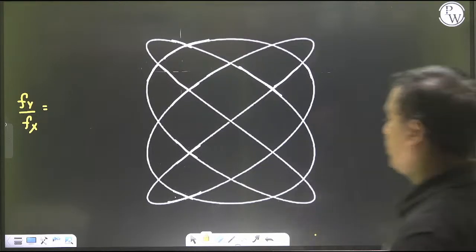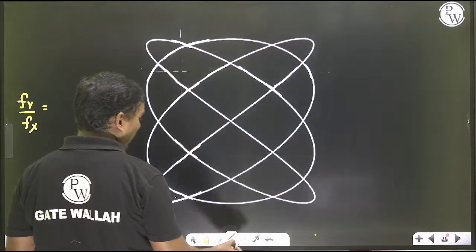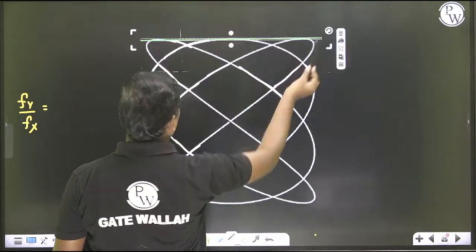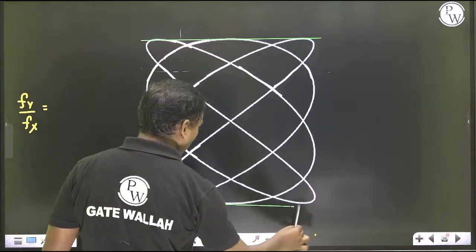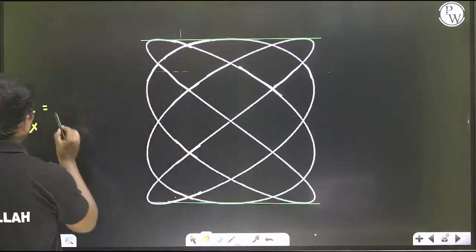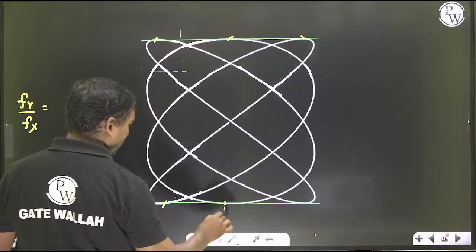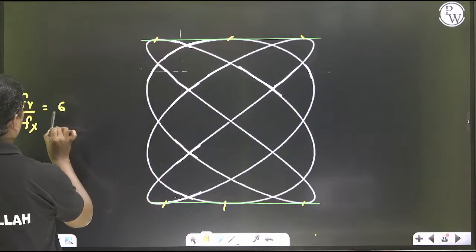Nobody is giving the answer. So we have to take the number of horizontal tangencies. 1, 2, 3 horizontal tangencies, that makes 3. 1, 2, 3; 3 plus 3 is 6.